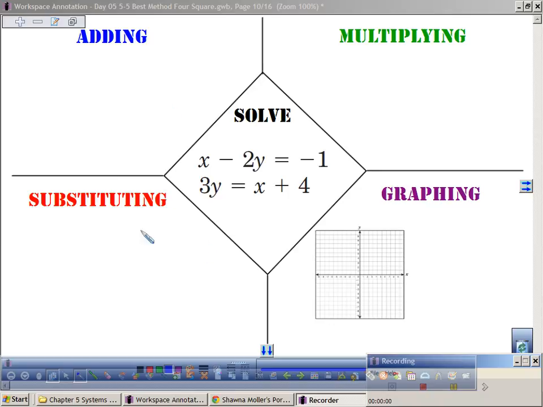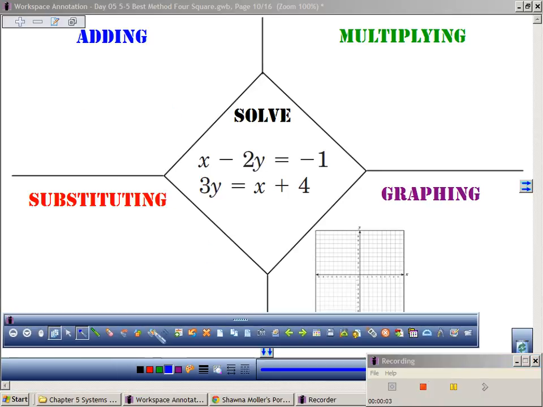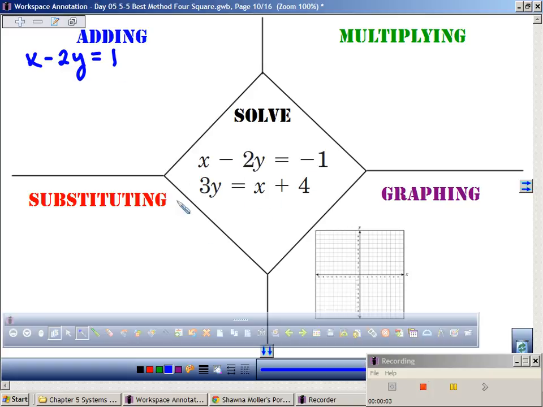So today we're going to do best method. So first let's start by adding. So I'm going to write that first equation. Next we want this equation right here.